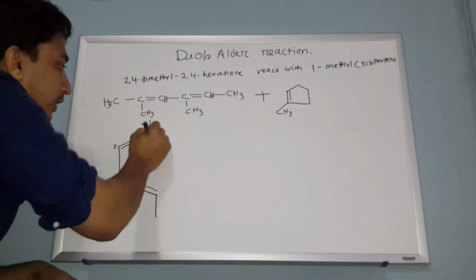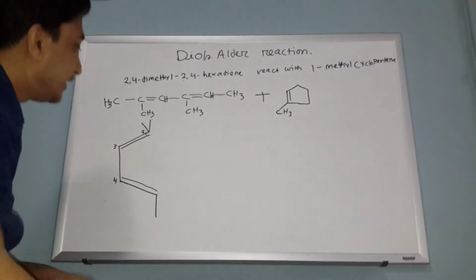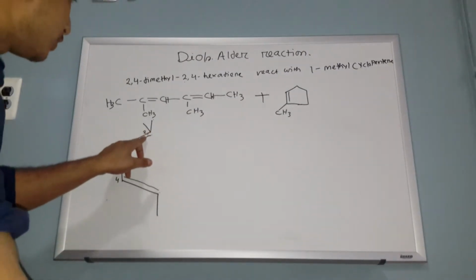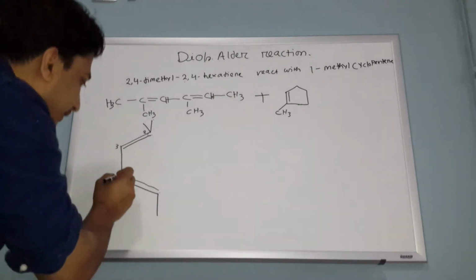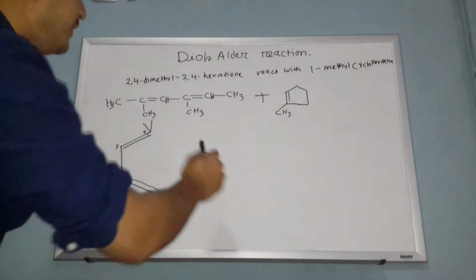So 1, 2, 3, 4, 5, 6 is hexadiene, and at the second position you have a methyl, and at the 4th position you have a methyl.